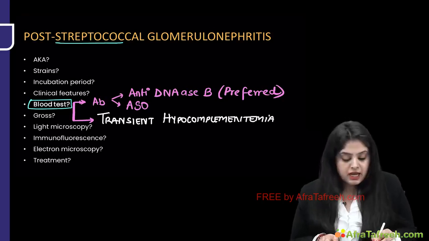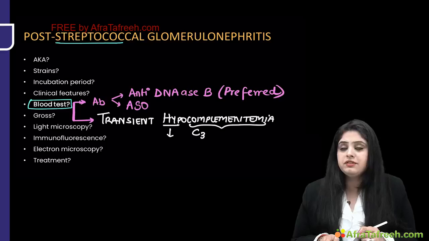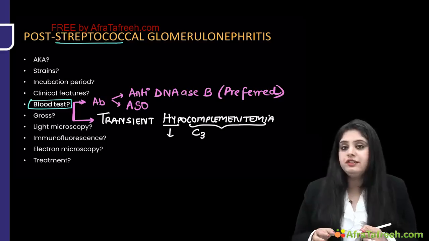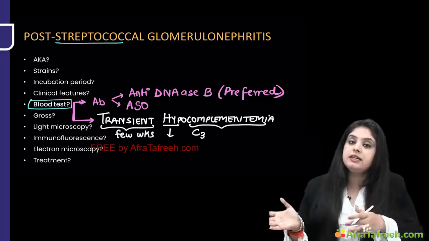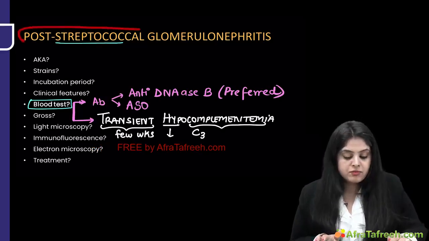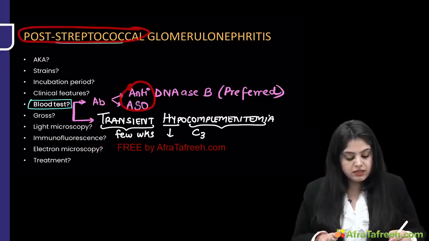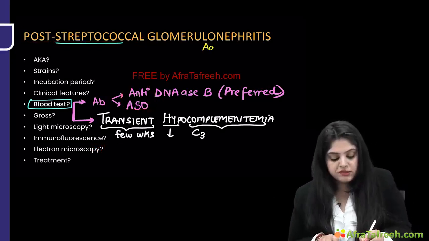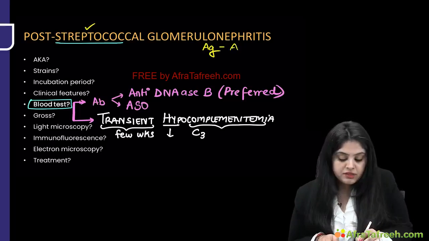They show you transient hypocomplementemia, which means hypo means less, complement proteins are going to be decreased, especially C3 is decreased. All of them go down, especially C3 is decreased, and this happens very transiently, only for a few weeks. After that, they will automatically come back to normal. Basically, the concept is that till the time the streptococcus antigen antibody are roaming around in the blood, every antigen antibody, I know for a fact streptococcus is an antigen. Yes, it's a bacteria, it's an antigen. I will make antibodies against it.